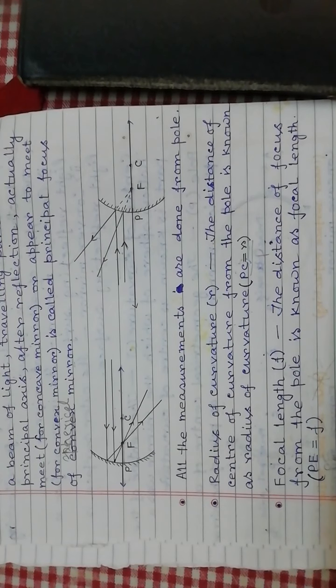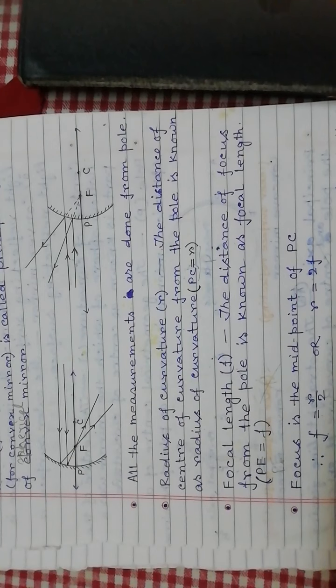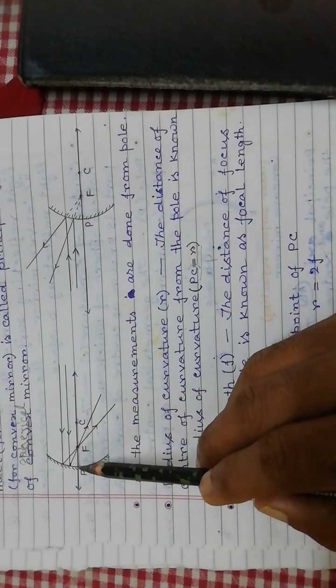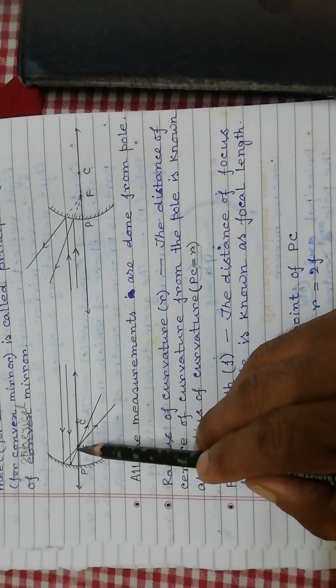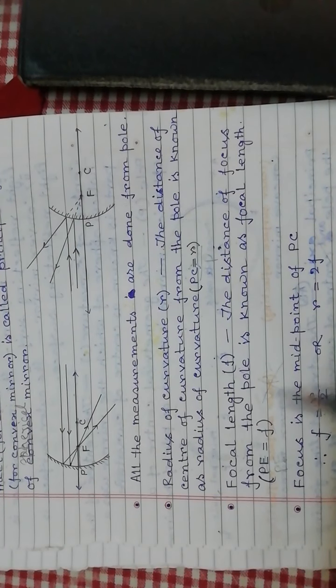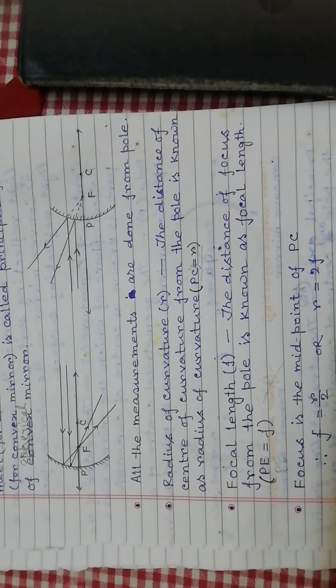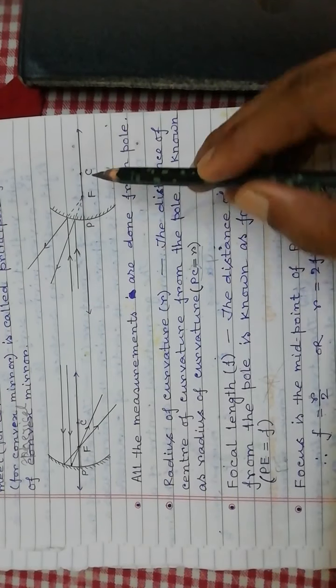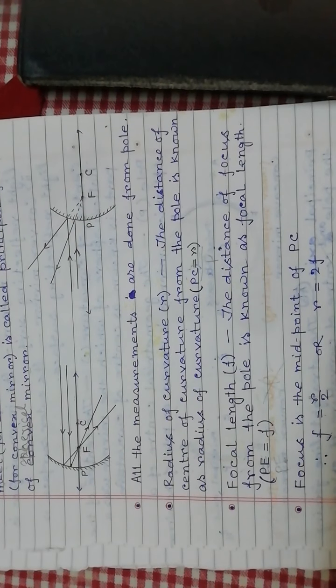Now the focal length. What is focal length? It must be the distance from pole to focus. Pole to focus, this length is known as the focal length. That means PF is the focal length.